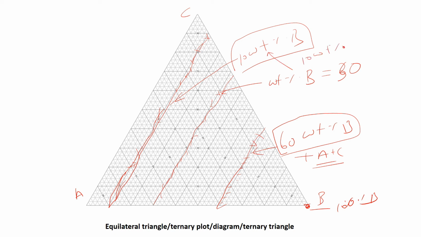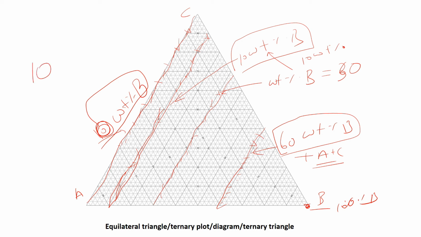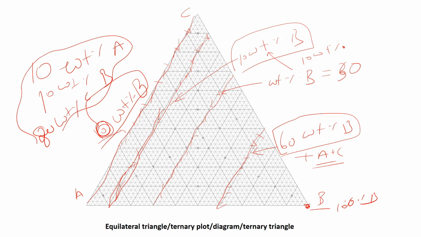So the baseline, the base of the triangle: any point on this line should be equal to 0 weight percentage of B. So that's the rule, and that's how you have to read the equilateral triangle. If I give you some plot, like my liquid contains 10 weight percentage A, 10 weight percentage B, and the remaining will be 80 weight percentage of C, you have to use these values and plot them in this type of graph. I hope you all can follow this one.